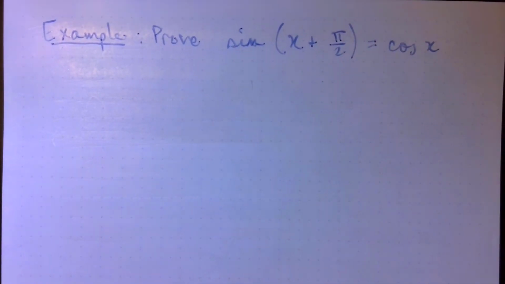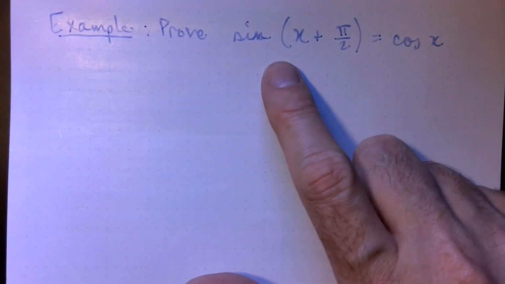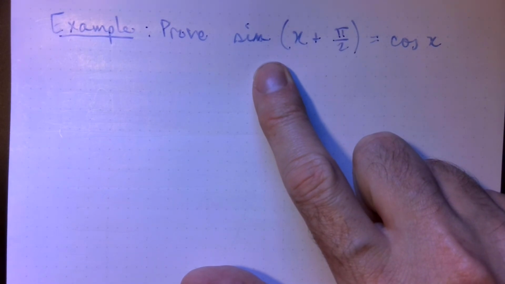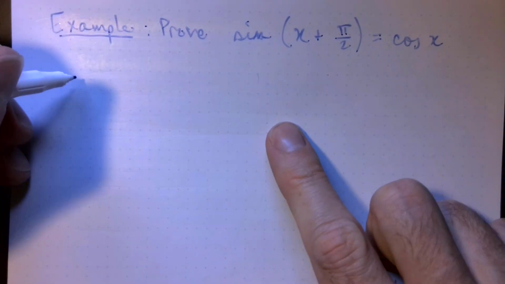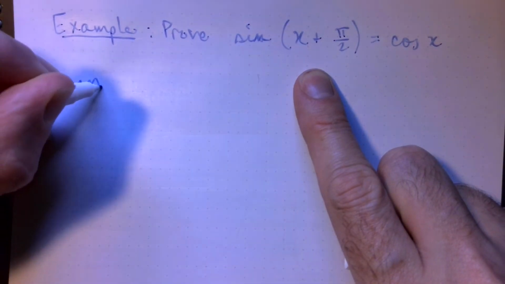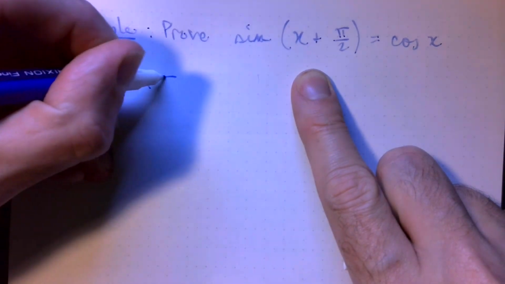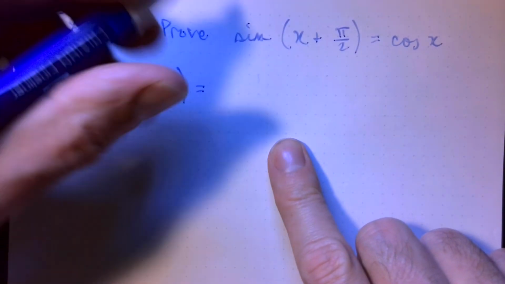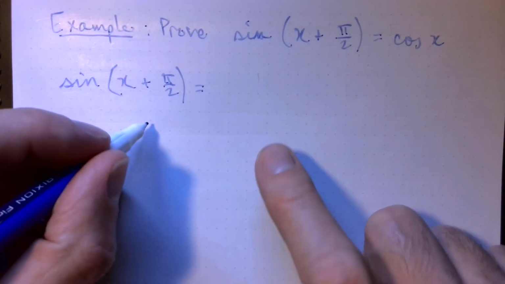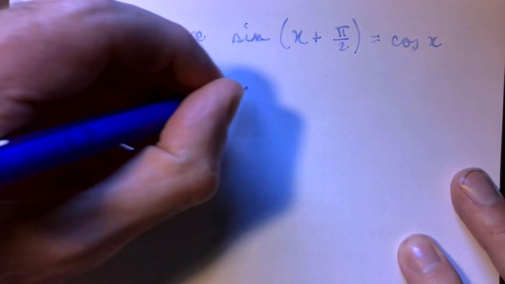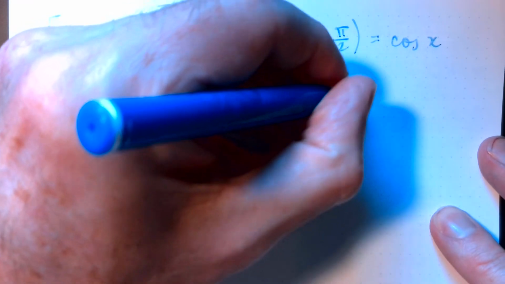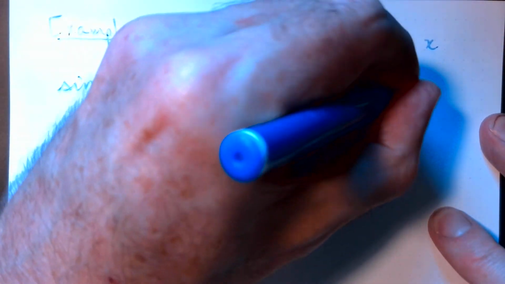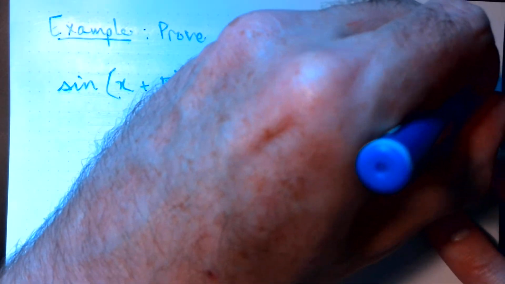I want to do one more topic here, and that's dealing with identities. Remember, with an identity, we are supposed to prove that we can take one side of our equation and turn it into the other side. So, once again, we will start with the more complicated side, sine of x plus pi over 2, and we're going to apply the angle sum formula over here. So I'd have sine x cosine pi over 2 plus sine pi over 2 cosine x.